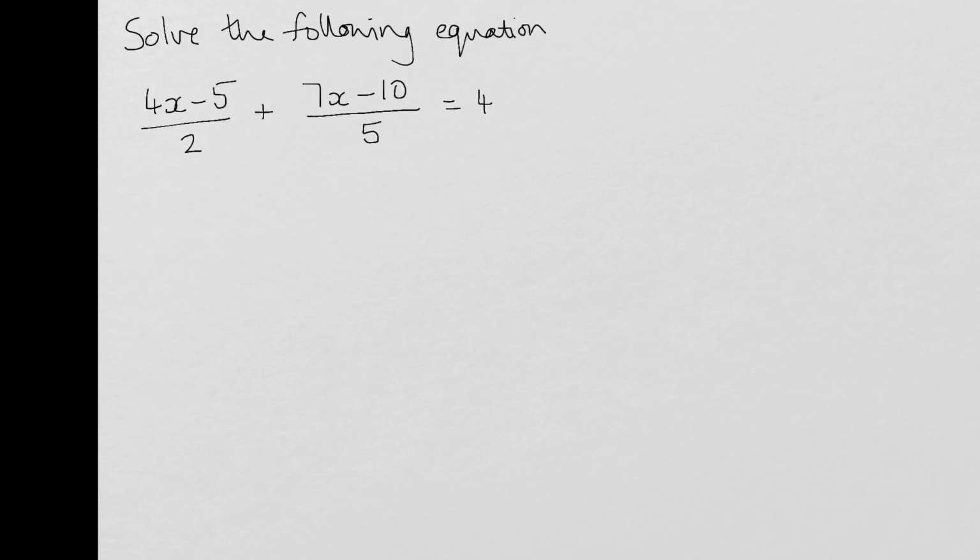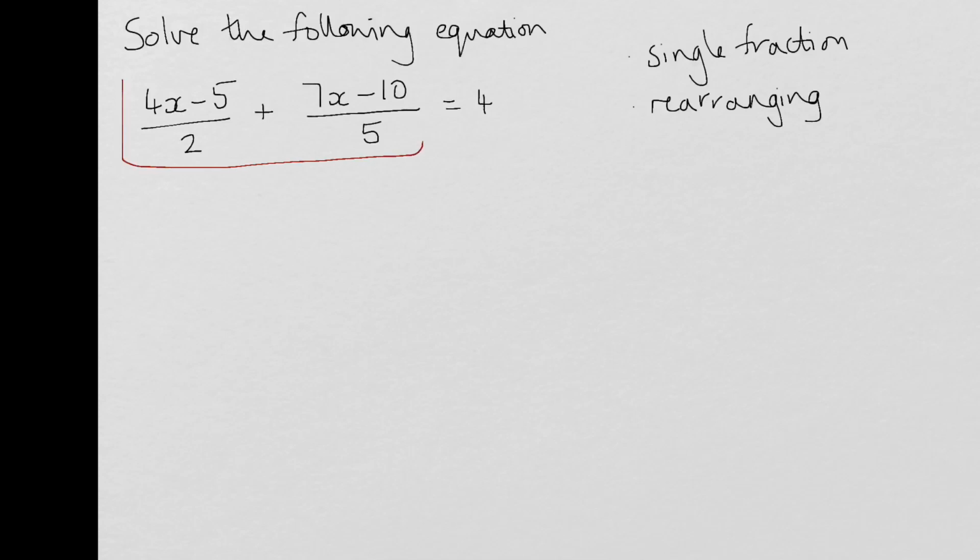So let's have a look at this. I can see that I've got 2 fractions that are currently separate and are equivalent to 4, and we're asked to solve it. So that means we need to try and write it as a single fraction to start with. And then what we want to do is our usual rearranging to make x the subject and to work out what it is. So if we start off with the first part, I'm going to ignore the fact that it's equivalent to 4 right this second, and I'm just going to focus on adding these 2 fractions together.